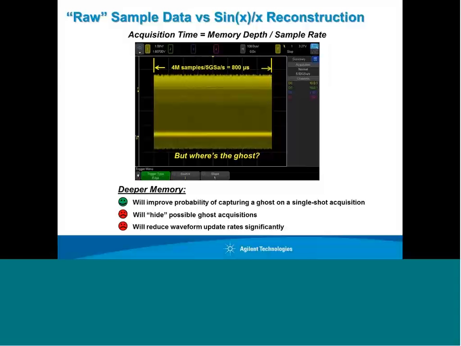Now let's talk about memory depth. That was the second myth I mentioned earlier, that a lot of people say, okay, deeper memory will improve my probability of capturing an infrequent anomaly, and that is true. But let's walk through an example here. The amount of acquisition time that a scope can capture is a function of the scope's memory depth and sample rate. And let's assume you're trying to capture narrow events, so you want to sample at the scope's fastest sample rate.